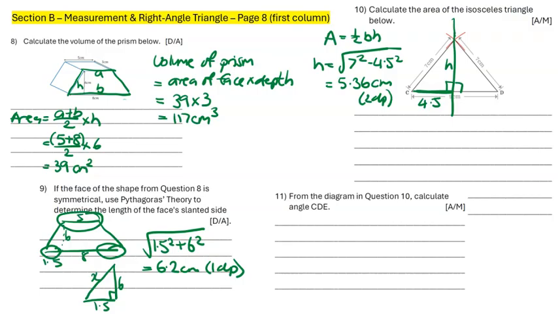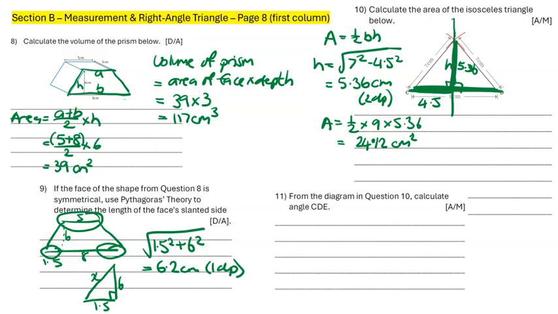Now that I've got that, I can use it as part of my area formula, because don't forget that there is 5.36. I've now got the base of the triangle, which is the full 9, and the height of the triangle, which is 5.36. So my area is going to be equal to 1/2 times the base of 9 times the height of 5.36. When I put that in my calculator, I get the answer 24.12 centimeters squared. And I got my units, centimeters squared, there as well.